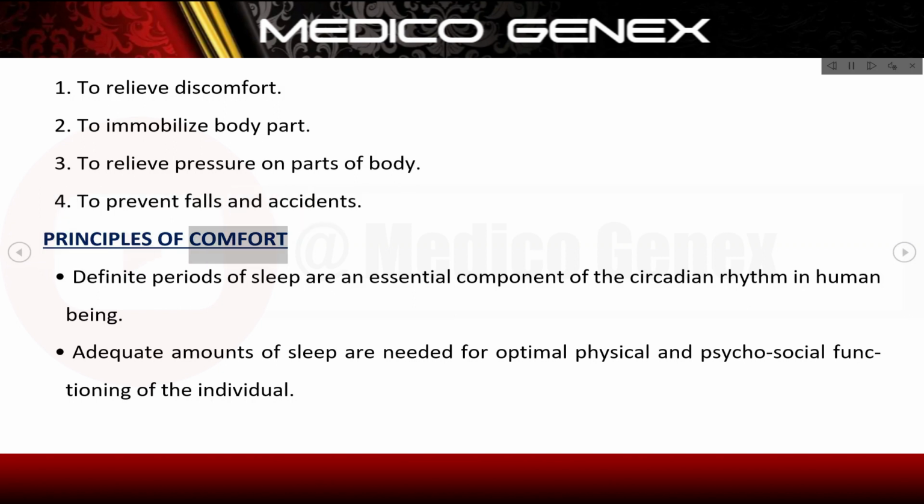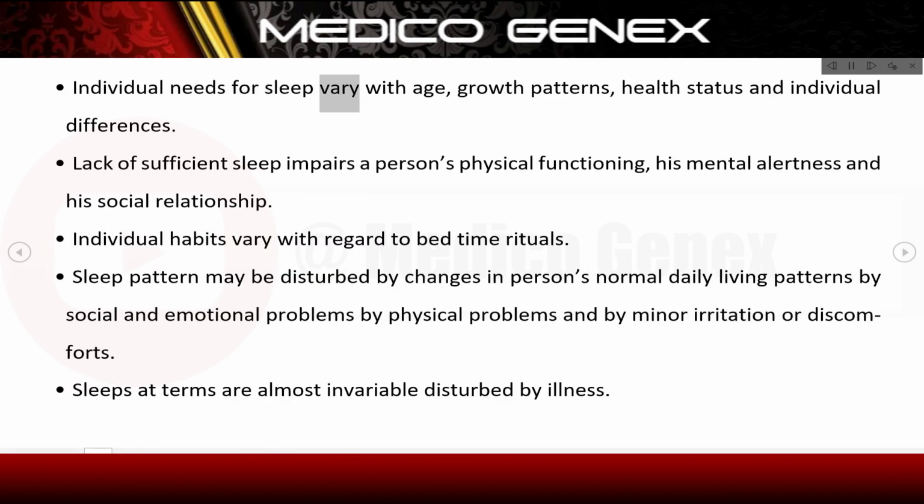Principles of comfort. Definite periods of sleep are an essential component of the circadian rhythm in human beings. Adequate amounts of sleep are needed for optimal physical and psychosocial functioning of the individual. Individual needs for sleep vary with age, growth patterns, health status and individual differences. Lack of sufficient sleep impairs a person's physical functioning, his mental alertness and his social relationship.